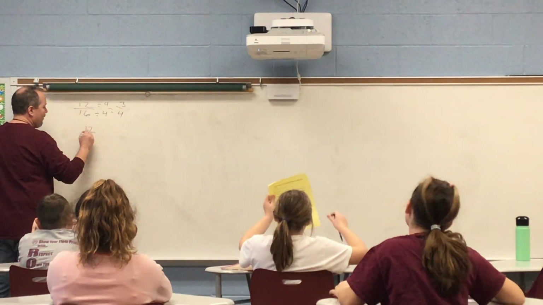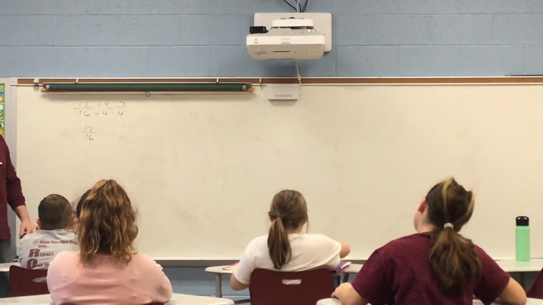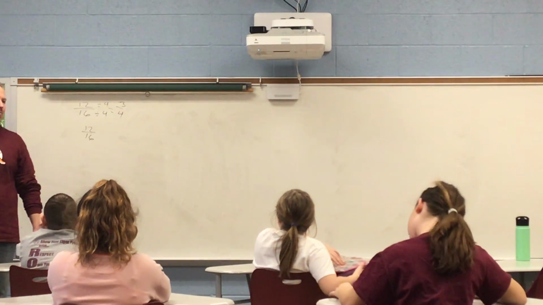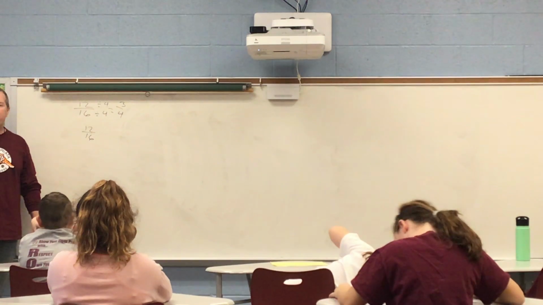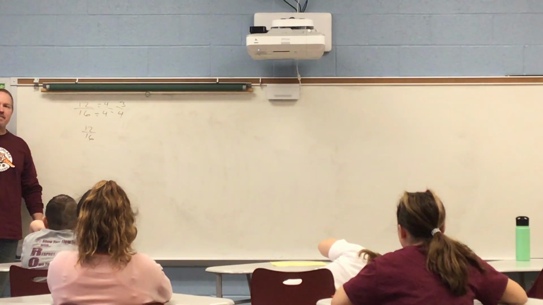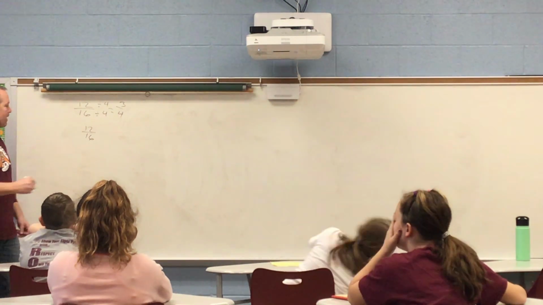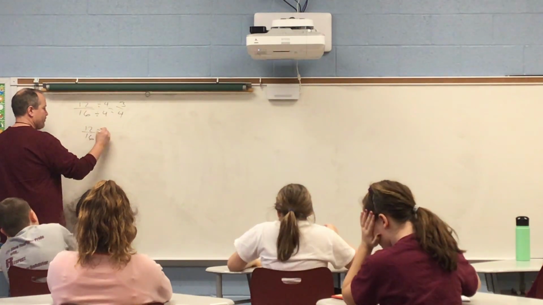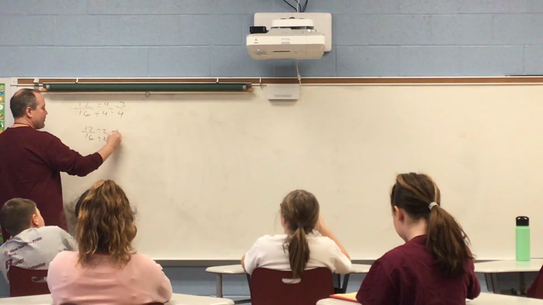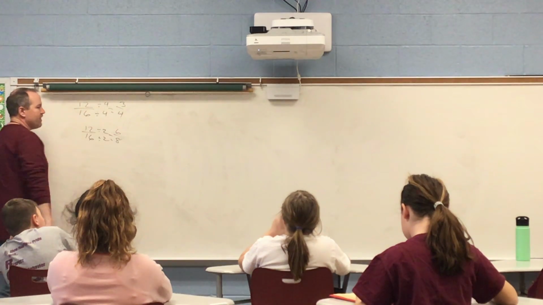Now, if we had the same thing, 12/16. Let's say you didn't realize you could divide them both by 4. They're both even, right? What can we always divide every even number by, Henry? We can divide them both by 2. 12 divided by 2 is 6. 16 divided by 2 is 8, giving you 6/8.